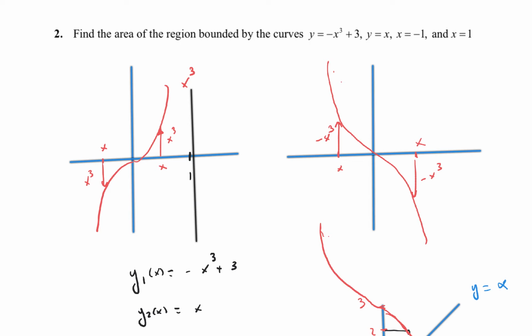X equals minus 1, if this is minus 1, will be the vertical line, the set of all the points where x equals minus 1. All the points on this rectilinear line have x equals minus 1. Okay, so it's between these two lines, x equals 1 and x equals minus 1. Now we need to draw the function minus x cubed plus 3 and the function y equals x.